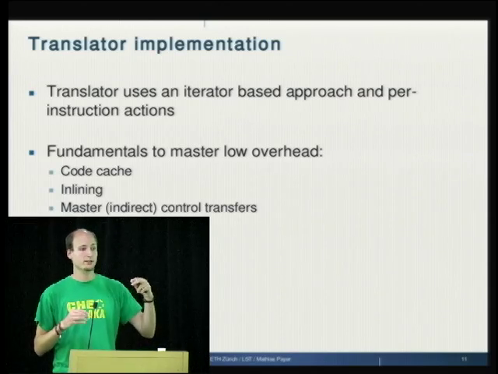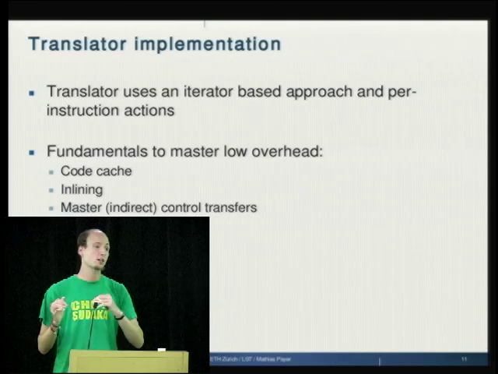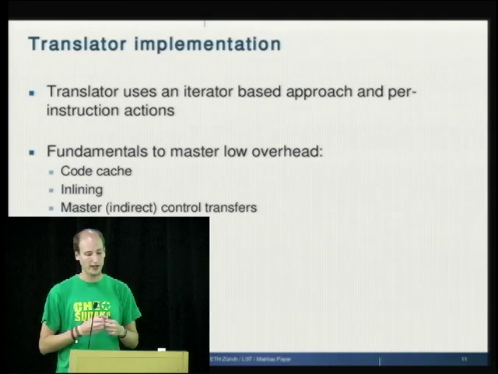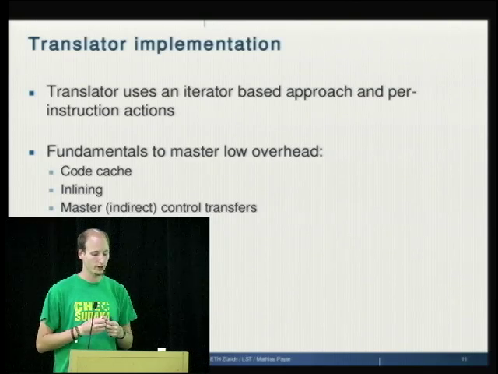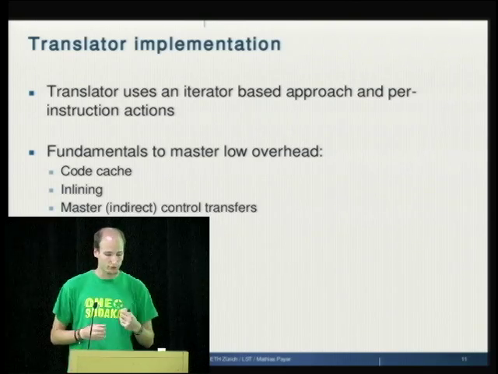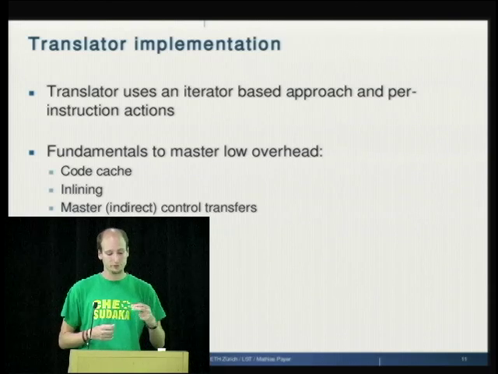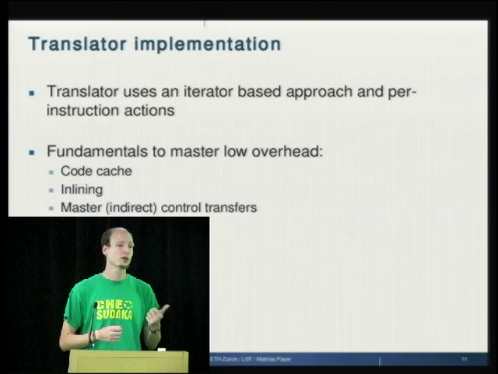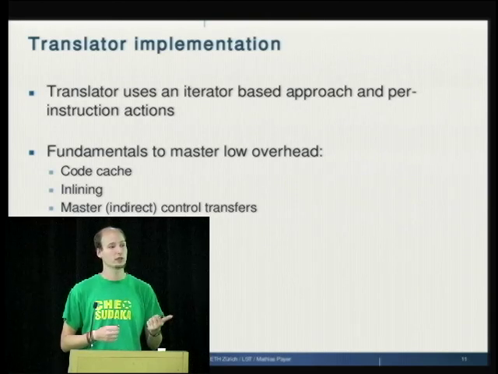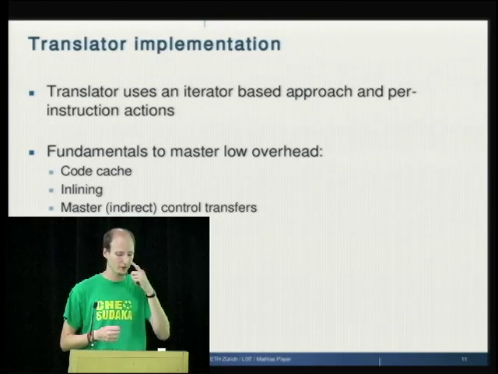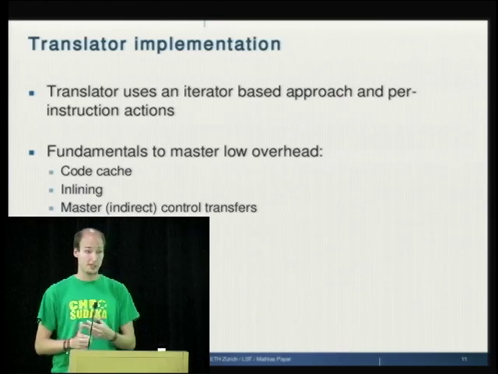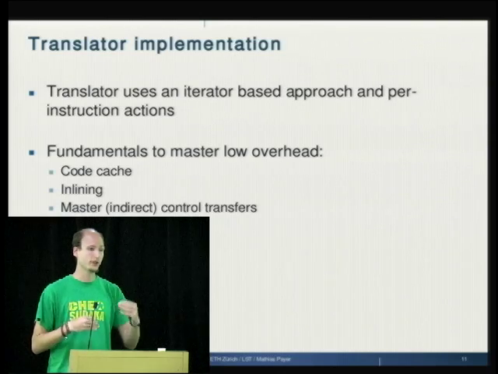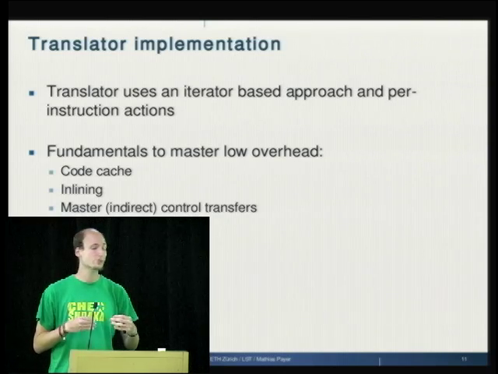So this iterator-based approach iterates through basic blocks, copies them into the code cache, and then transfers the control back to the translator code. To achieve low overhead, we have to master several fundamentals. One of them is we have to use a code cache for translated code so that we don't have to retranslate it every time that we execute it. We have to use inlining for functions to reduce the overhead of function calls.